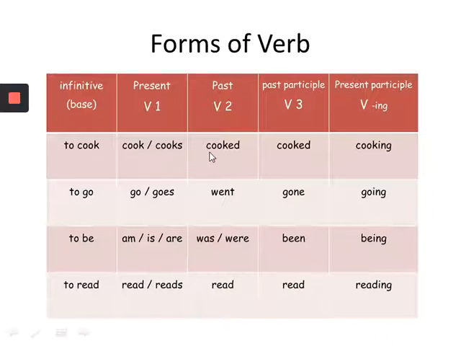For example, cook is a regular verb. Cook, cooks, cooked, cooked, and cooking. Whereas go is an irregular verb. Go changes into goes, went, gone, and going. I'd like you to pause the video and carefully observe this chart.